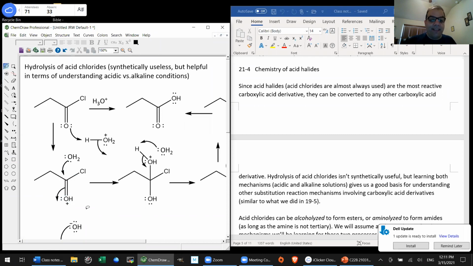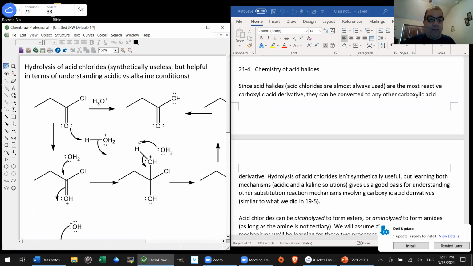get the addition product, or the product of the immediate addition of the water. I think that's all we really need to say about that. So that intermediate will look like this. This is our tetrahedral intermediate.